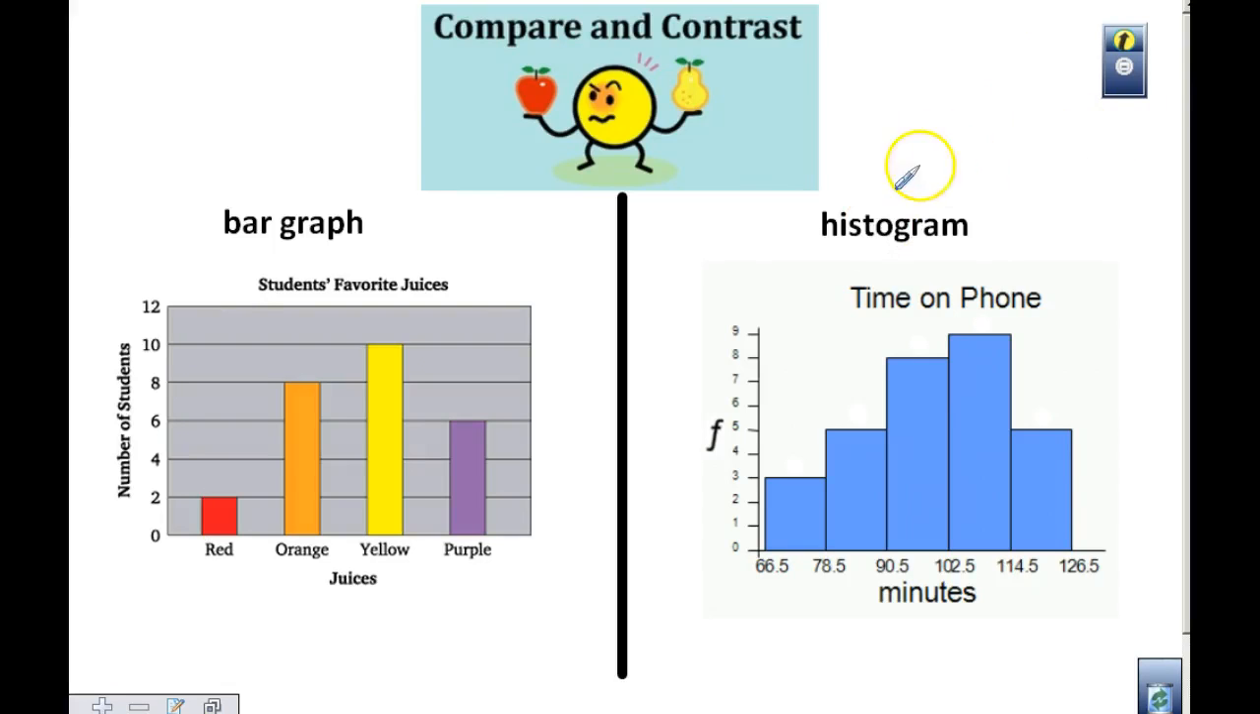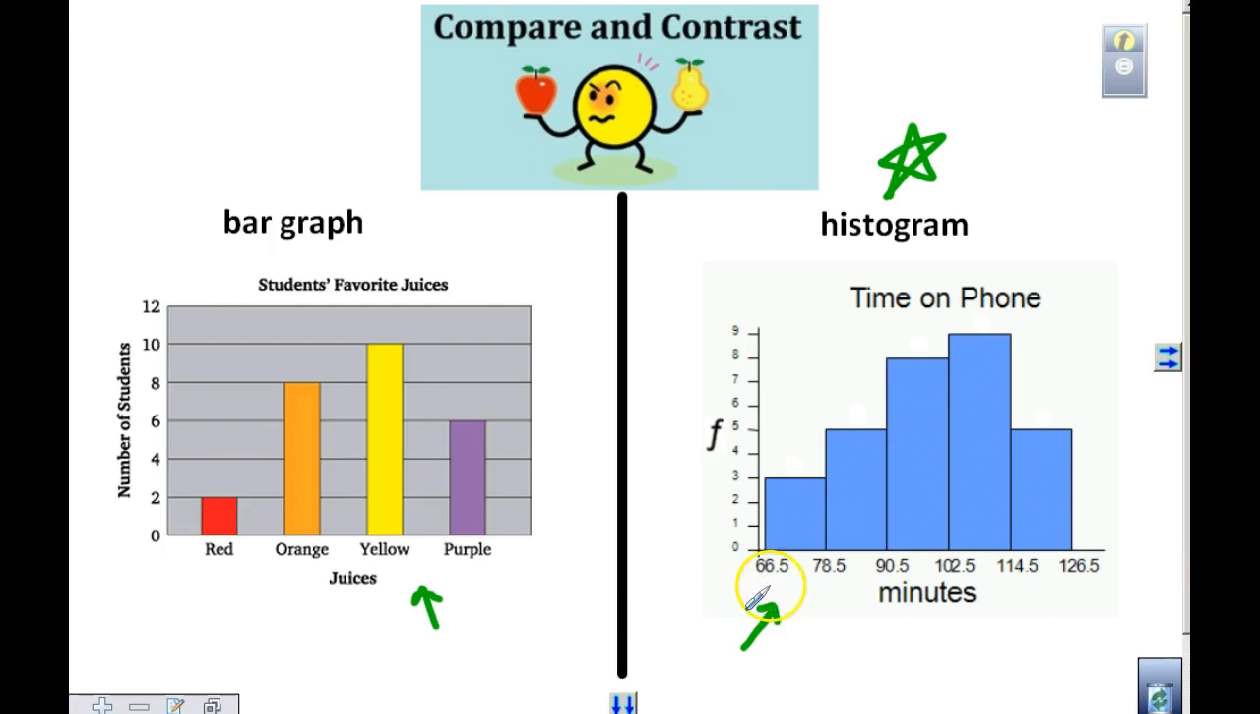Okay, so today you guys will be creating histograms. They look like this. Very similar to a bar graph, right? They both have bars going up. A few differences. Bar graphs are usually reserved for non-numerical categorization, like how many were red, orange, yellow, purple, whereas histograms are more numeric, like how many minutes.